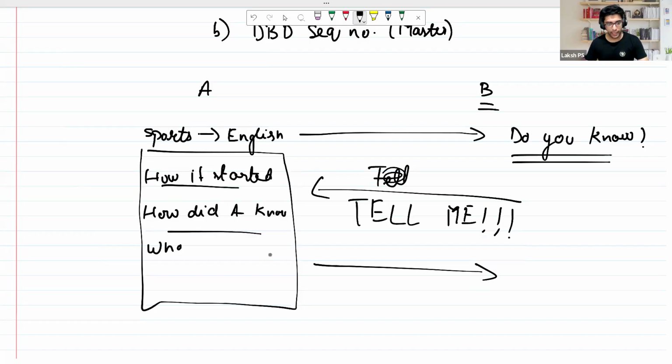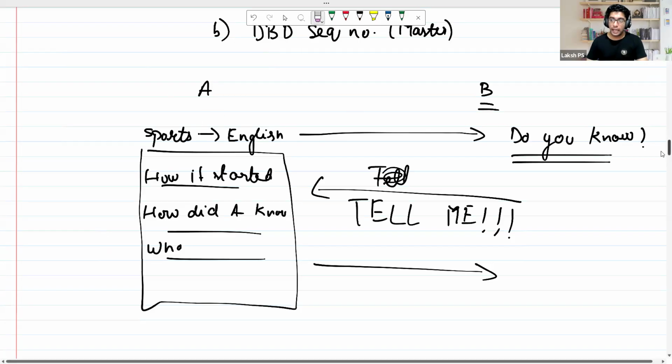How it started, how did A know, who all knows, does the English teacher know that the sports teacher has a crush, or is it a one-way crush, or a two-way crush, a unidirectional crush or a bidirectional crush? All that information will be shared when B says, "Tell me." But before B asks for the whole information, A is just sending a small description: do you know? That is exactly what the DBD here is.